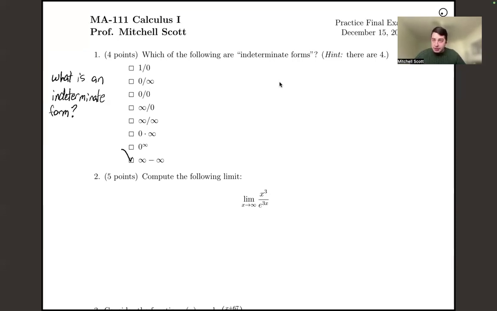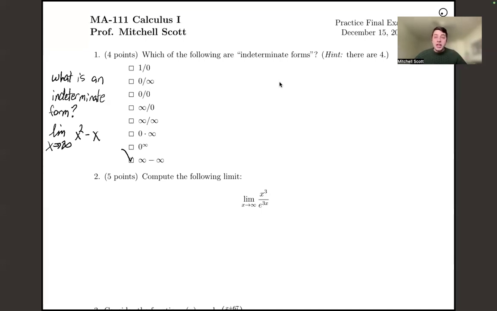Infinity minus infinity is an indeterminate form, and we know it's indeterminate because we can think about it as the limit as x goes to infinity of x squared minus x. Obviously, this is an infinity minus infinity limit, and the x squared term is bigger. For any positive x value greater than 1, x squared is going to be greater than x, so x squared minus x is going to be positive.